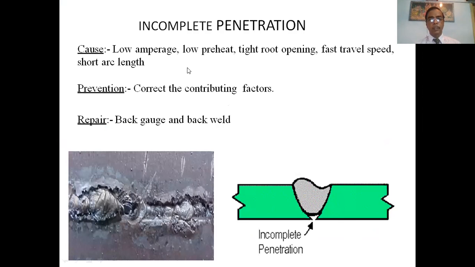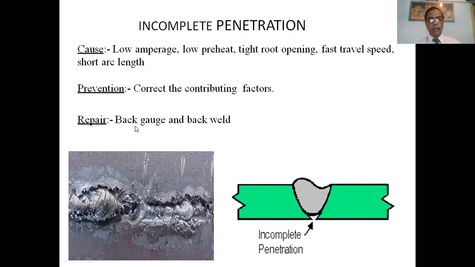These are the factors: current, preheat of the material, tight root opening. The root opening should be correct so that some gap is there. Fast travel speed, short arc length. Prevention is to correct the contributing factors.